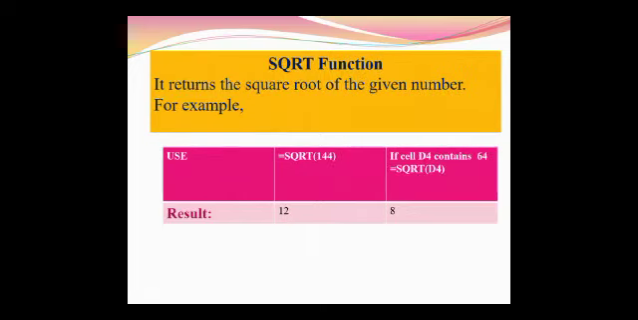Next is the SQRT function. It returns the square root of the given number. For example, children, =SQRT(144) I have written. So the square root of 144 will be 12, which will be given as the result. If cell D4 contains 64 and you write =SQRT(D4), you will get 8 as the result.